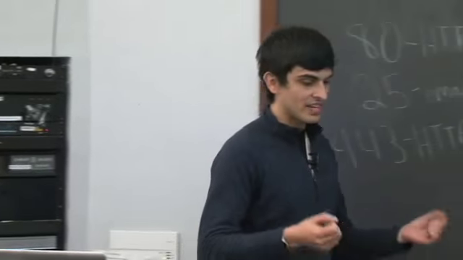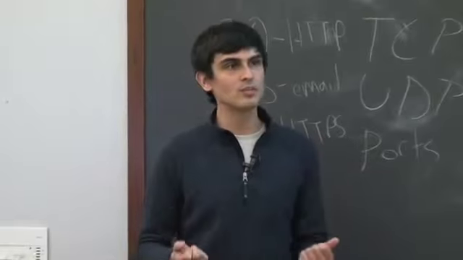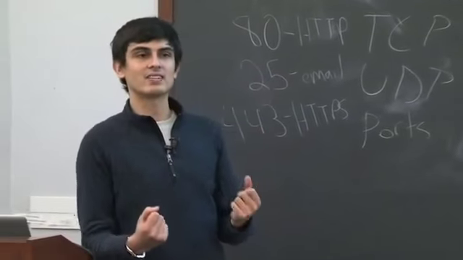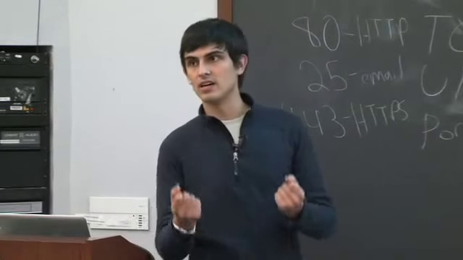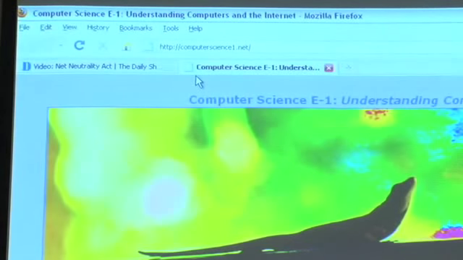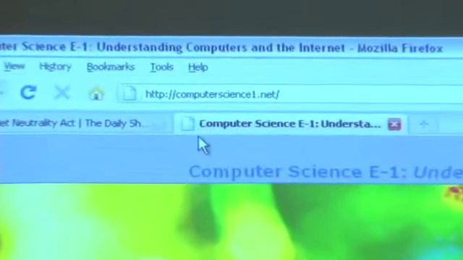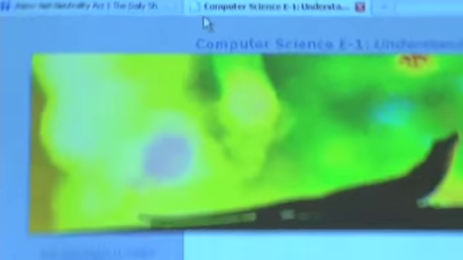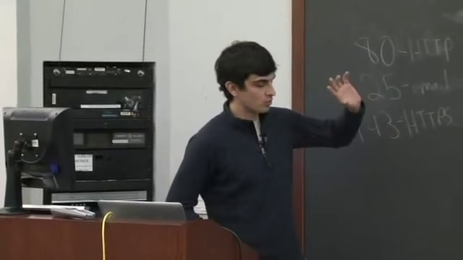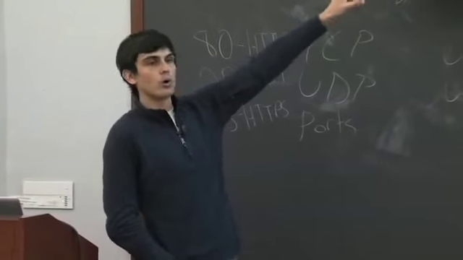So we have, again, all of these packets, and they're sent from one computer to another, but we haven't really talked concretely about what exactly happens when you type in a URL, like computerscience1.net, and you hit enter. So we know that there's a DNS lookup that goes on, and that we then try to contact an IP address that has a web server, and that through this web server we are then able to ask it for the web page.